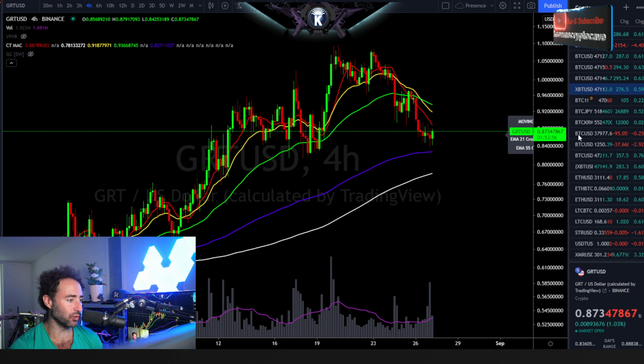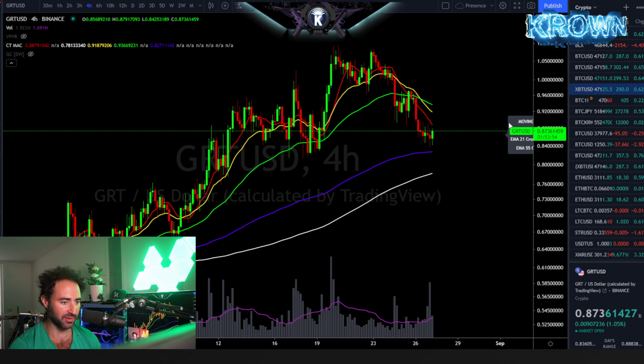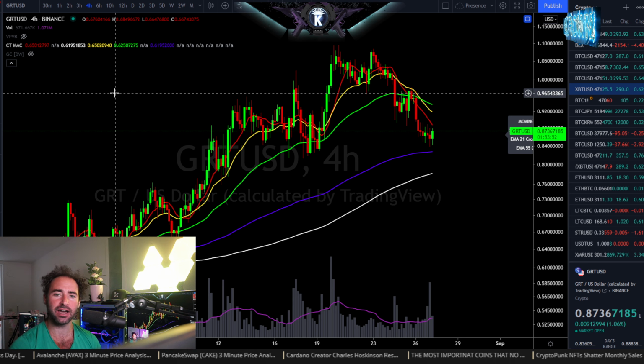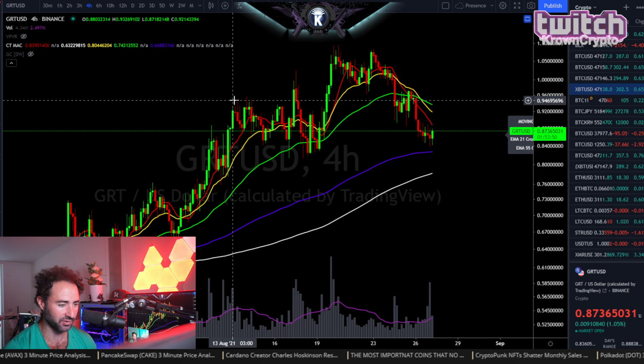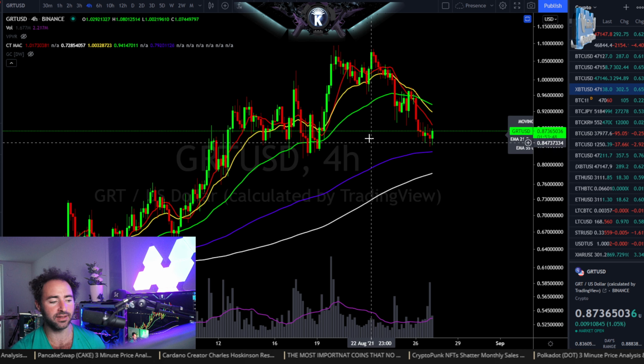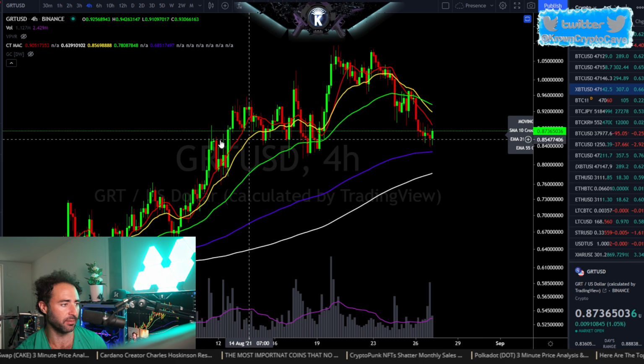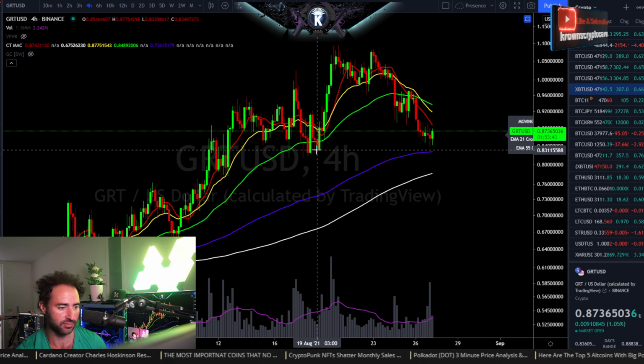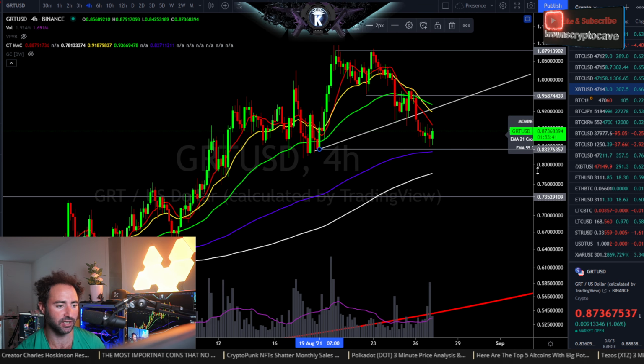We have the graph symbol GRT versus the dollar being requested by Chester Adland. He's been liquidated, but somehow he's found some more monies to trade this one. So we'll give him a general analysis for this one. And while this one is not necessarily looking the most strong on the higher timeframes, I would be looking for a bounce off this level right here on the 4 hour.